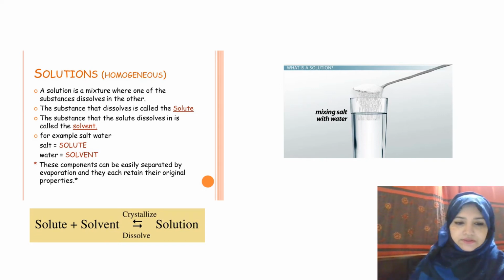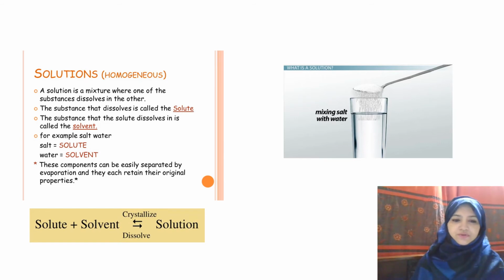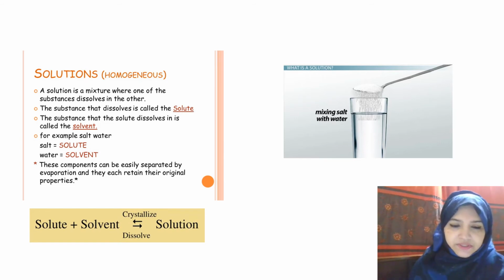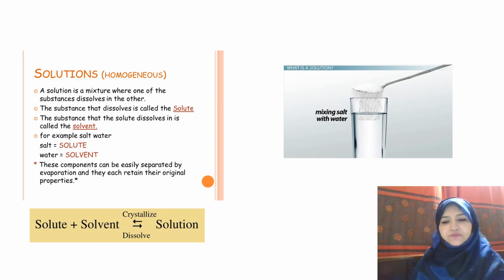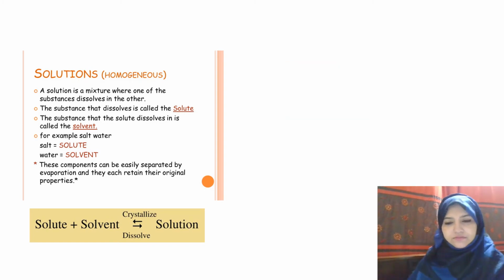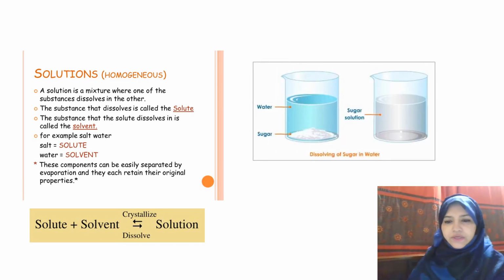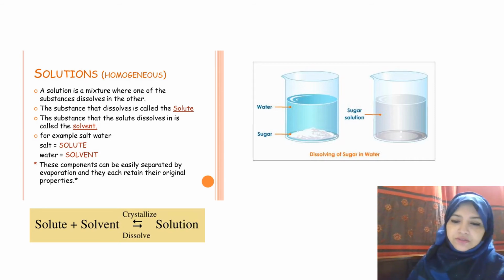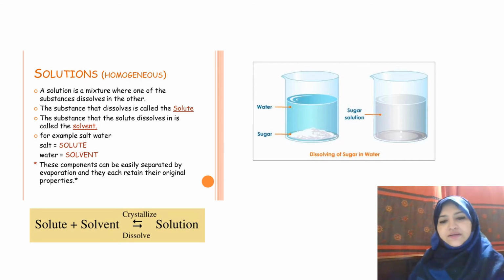These components can also be separated by evaporation, and they each retain their original properties. After separation, we get the salt with the original properties of salt, and we get pure water. And solutions of different concentrations, this is another example. We can make a water sugar solution by using sugar as solute, and water as solvent.